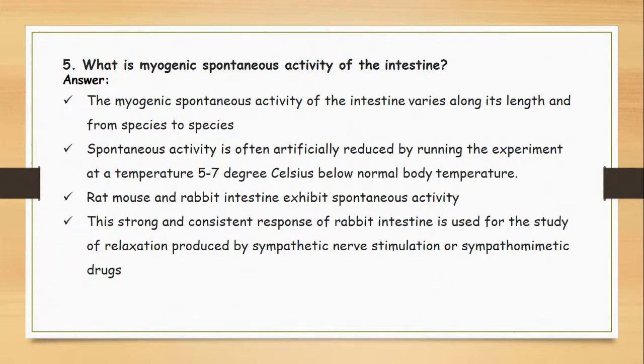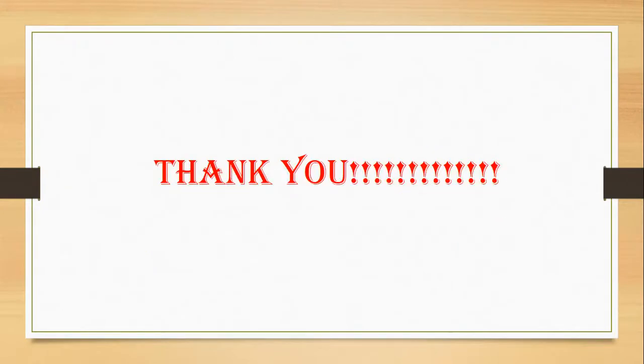Rat, mouse, and rabbit intestine exhibit spontaneous activity. This strong and consistent response of rabbit intestine is used for the study of relaxation, which is produced by sympathetic nerve stimulation or sympathomimetic drugs. Up to that, we have covered the spasmogens and the spasmolytics.